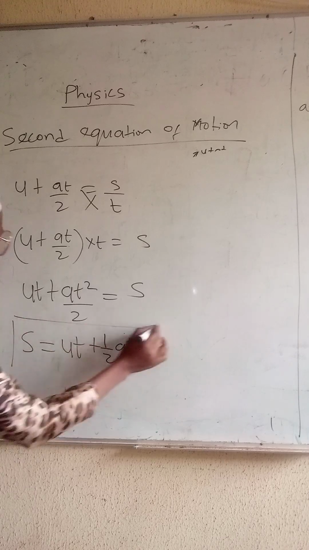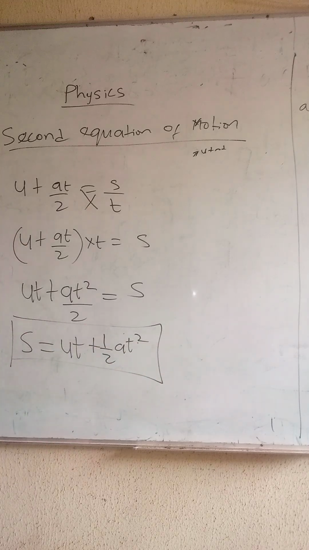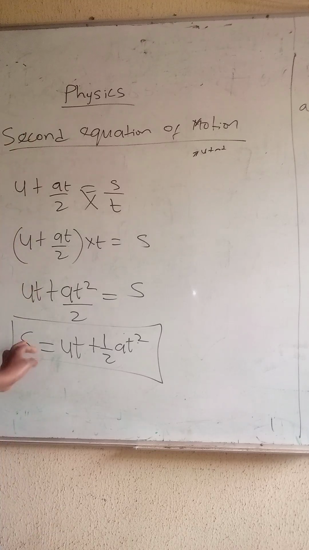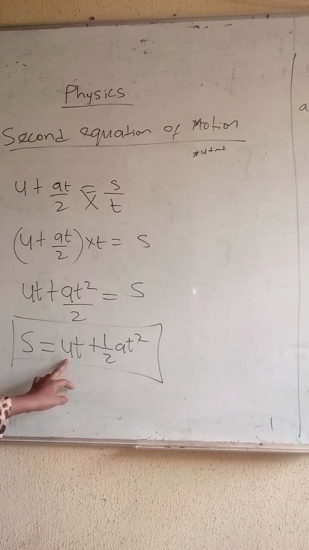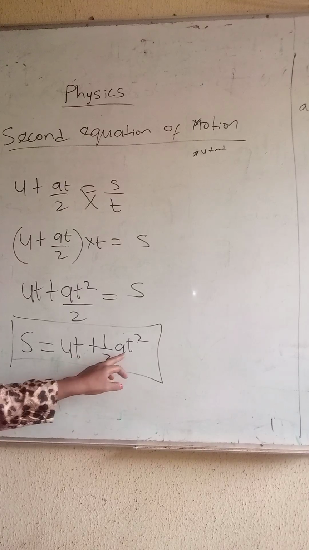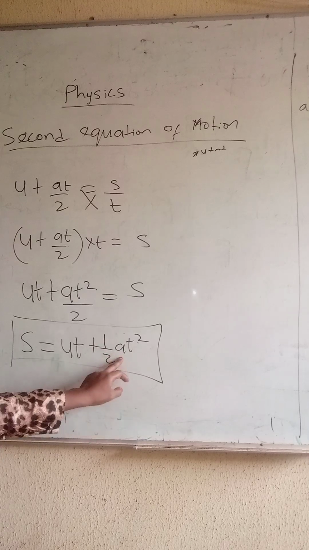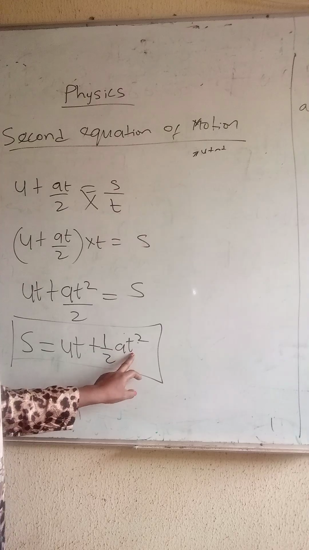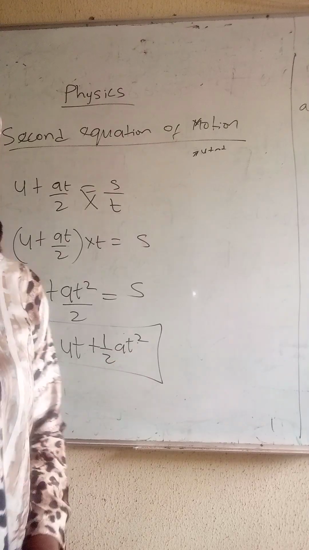This is the second equation of motion. Where s is the distance, u is the initial velocity in meters per second, t is the time taken in seconds, half is a constant, a is the acceleration in meters per second squared, and t is the time taken.